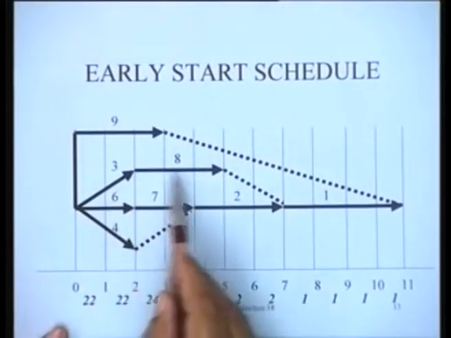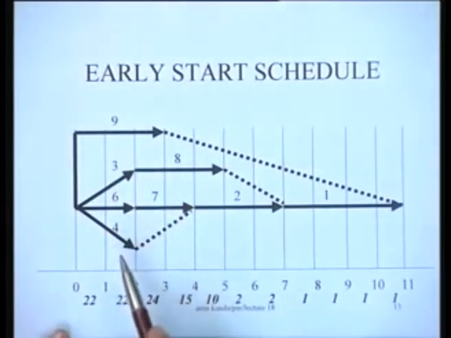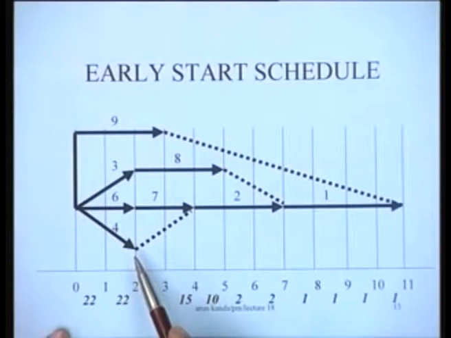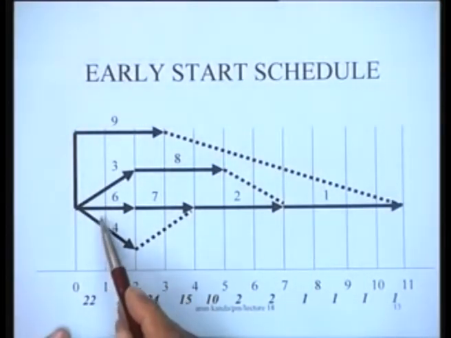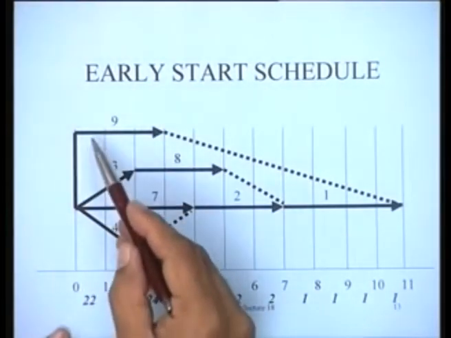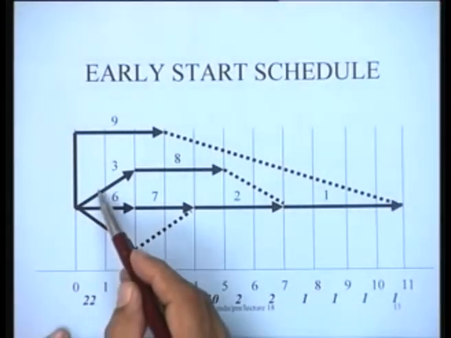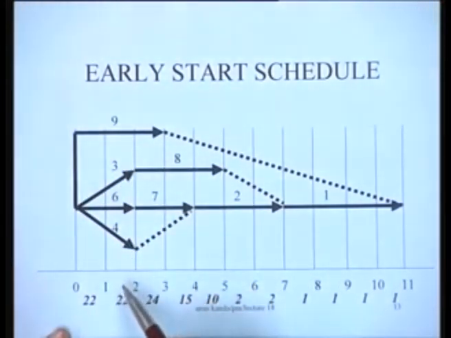So if we take the early start schedule, then what you find here is, if we sum up period by period, that is, we do a resource aggregation exercise, we find that in this first period, jobs number 4, 6, 3 and 9 are all active. So the total resource requirement is 22. 4 plus 6 is 10, plus 3 is 13, plus 9 is 22. Similarly, for each period we could find out that in this period, for instance, the total resource requirement is 22.